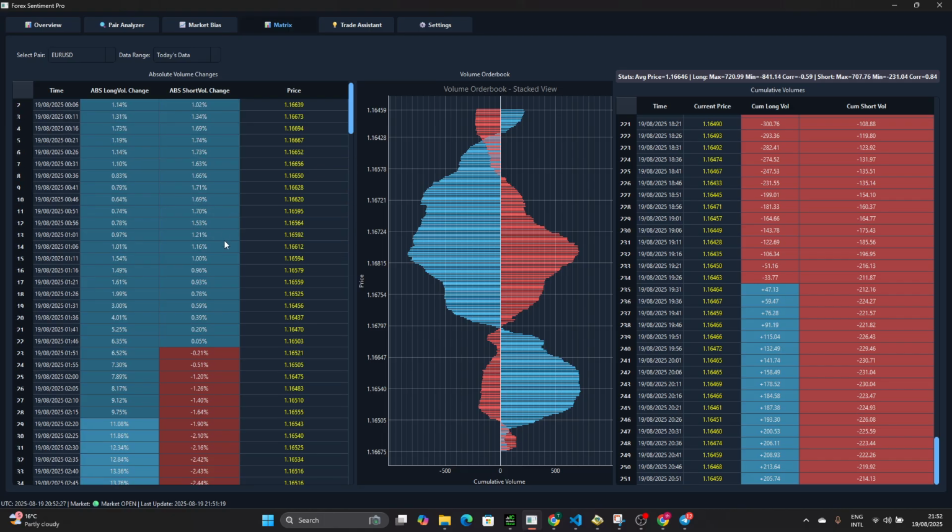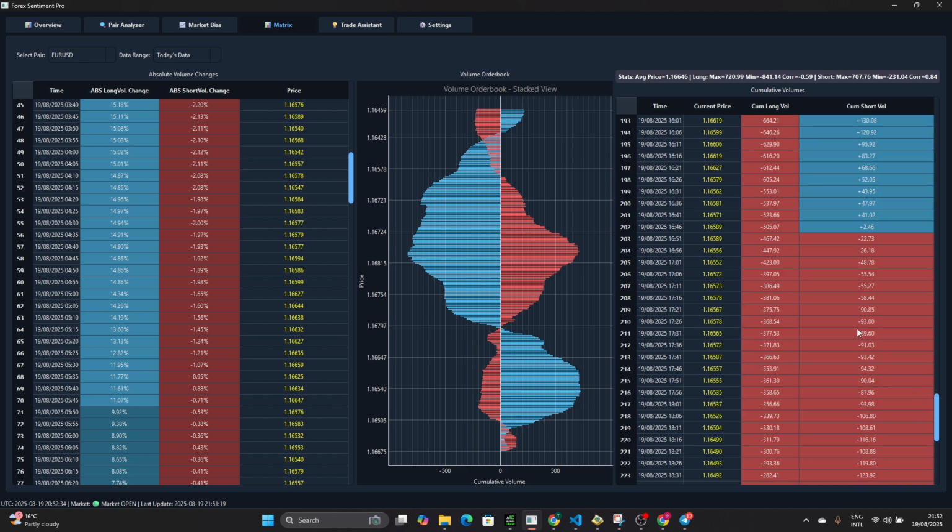So what are you looking at here? The ideal numbers, or let's say numbers and colors. Actually, the colors are really good, that's why I put it here. The ideal one, if you want to go short, you need to see positive numbers on the absolute long volume change, and you need to see negative numbers or percentage on the absolute short volume change.